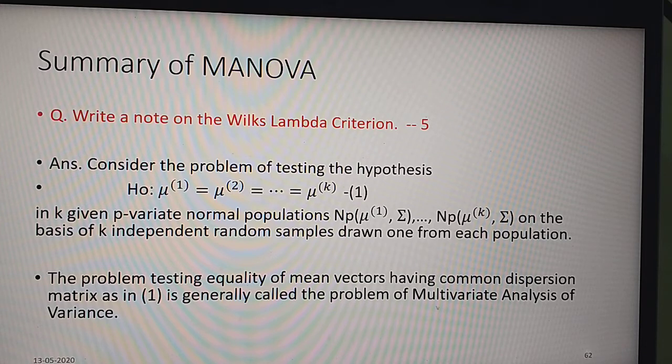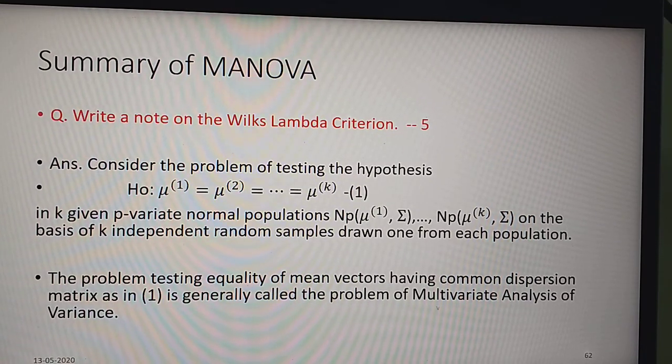So what is the problem of MANOVA? First you write: to consider the problem of testing the hypothesis H0: mu1 equal to mu2 equal to mu3 equal to mu k, in k given p variate normal populations, on the basis of k independent random samples drawn one from each population. So this was the beginning statement of the problem in multivariate analysis of variance. The problem of testing equality of mean vectors having common dispersion matrix sigma is generally called the problem of multivariate analysis of variance.